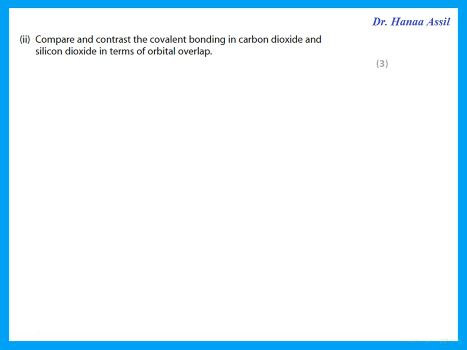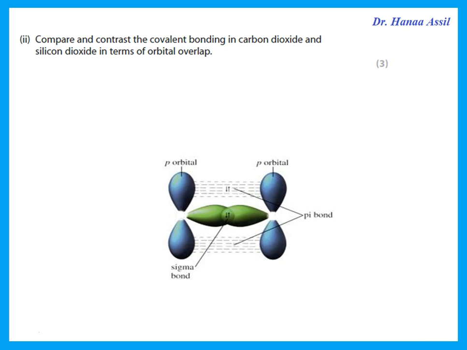Then he's saying compare and contrast the covalent bonding in carbon dioxide and in silicon dioxide in terms of orbital overlap. What is happening? Remember that if we have only single bonds, then we have sigma bond, which is an overlap head-to-head between two s orbitals or an s and a p. If we have a pi bond, that is, if we have a double bond, remember a double bond is sigma and pi. A single bond is only sigma. Now, what is the pi bond? It is from side to side overlap of p orbitals.